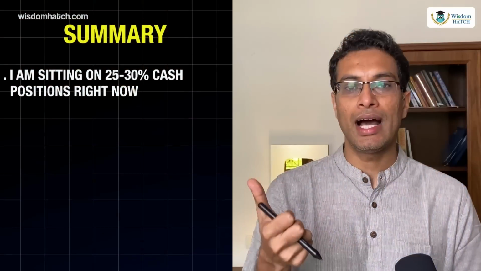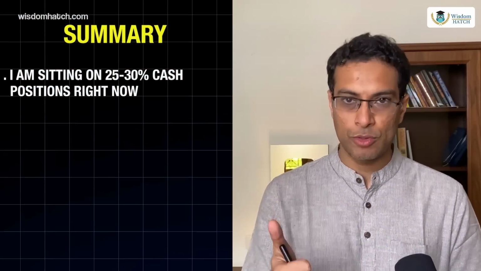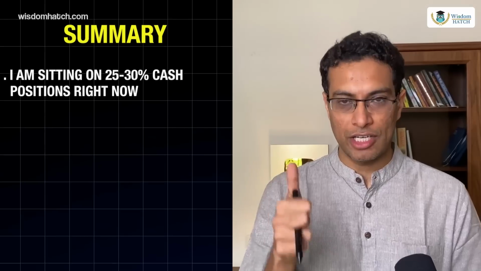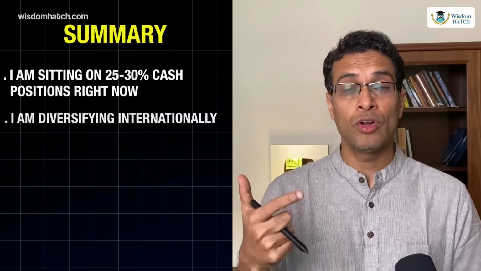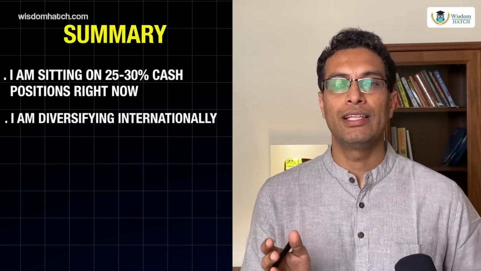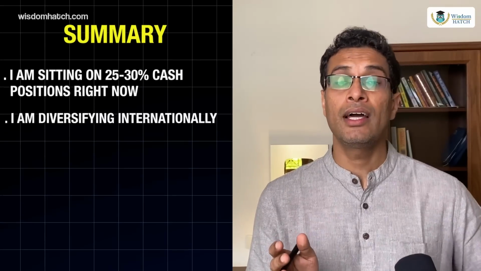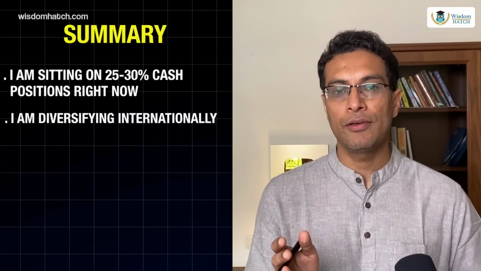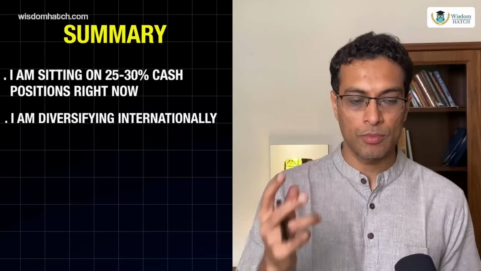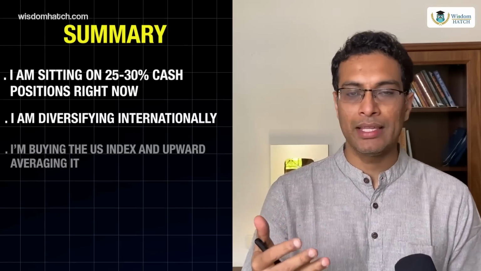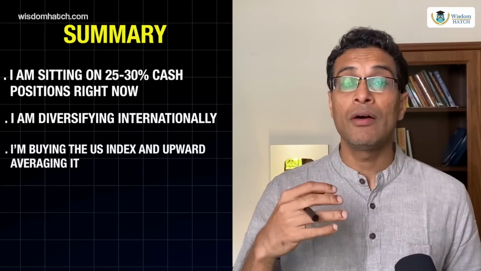In summary, I'll leave you with 3-4 key things which I keep on reiterating in some of my videos. Number one, I am sitting on 25-30% cash positions right now, which I will invest strategically. Number two, I am diversifying more internationally right now because I do feel that on a 10-15 year basis, INR is going to depreciate, or the rate of INR depreciation is not going to slow down, right? This is point two. Number three, I am buying the US index, but I'm upward averaging it.